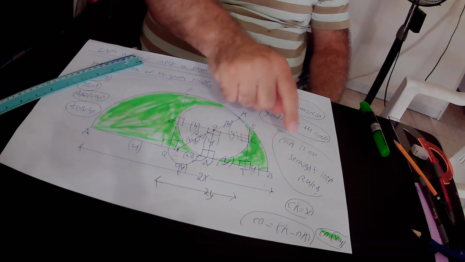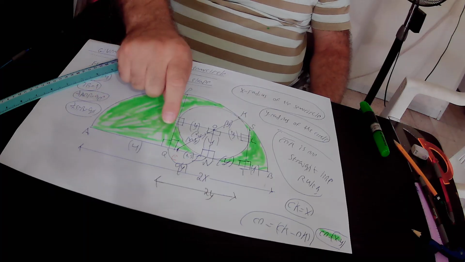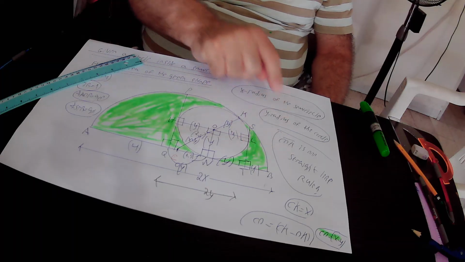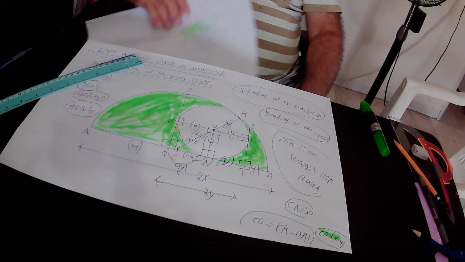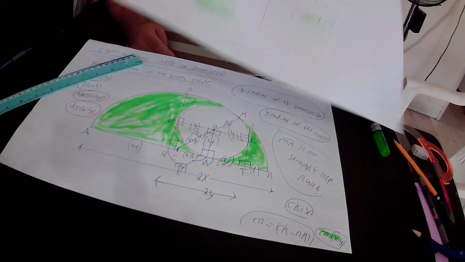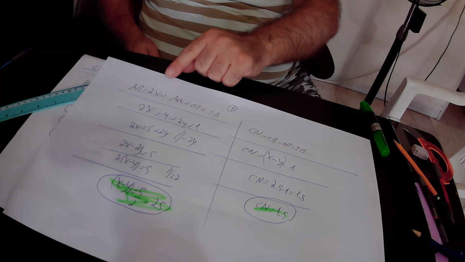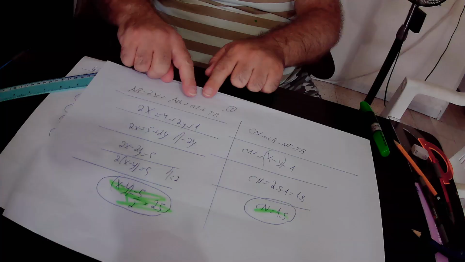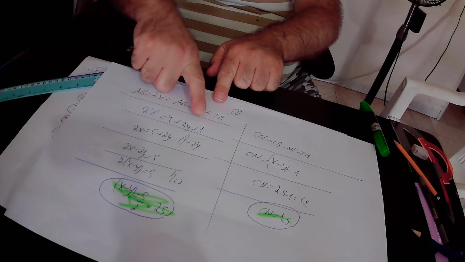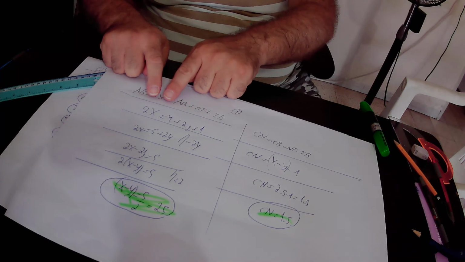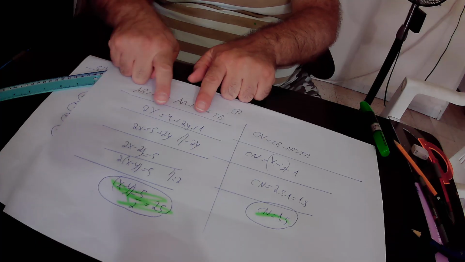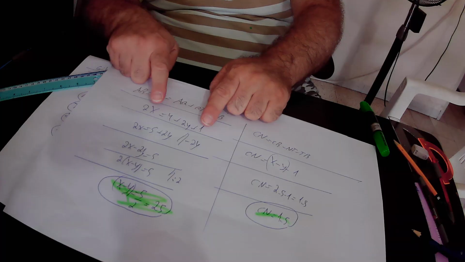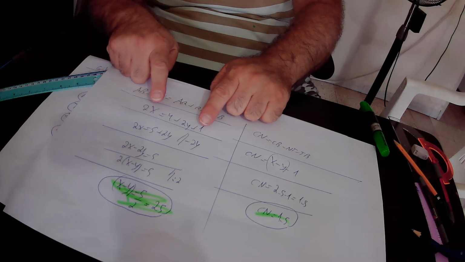AB equals 2x, and it equals AQ, that is 4, plus QT, that is 2y, plus TB, that is 1. So in total, 2x equals 4 plus 1, that is 5, plus 2y. So 2x equals 5 plus 2y. Here we subtract 2y from this equation and find that 2x minus 2y equals 5.